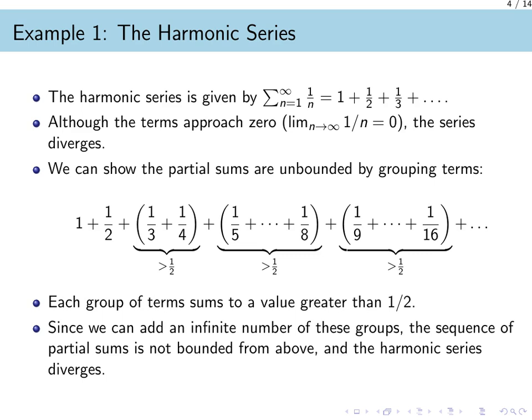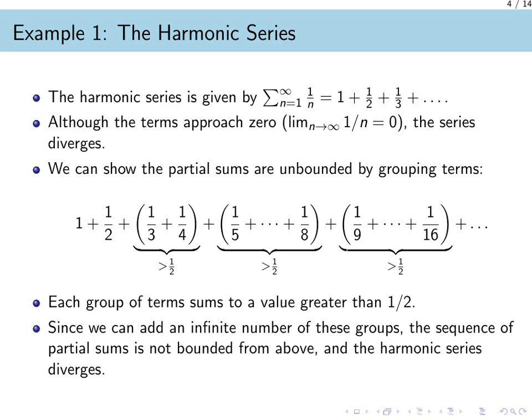Let us examine a classic and important counterexample called the harmonic series, which shows why the terms of a series approaching 0 is not enough to guarantee convergence. The harmonic series is the sum from n equals 1 to infinity of the fraction 1 over n, that is, 1 plus 1/2, plus 1/3, and so on. Although the terms 1 over n do go to 0, the series actually diverges. We can prove this by showing that its partial sums are unbounded.